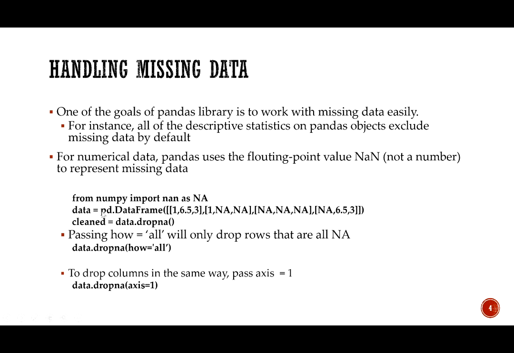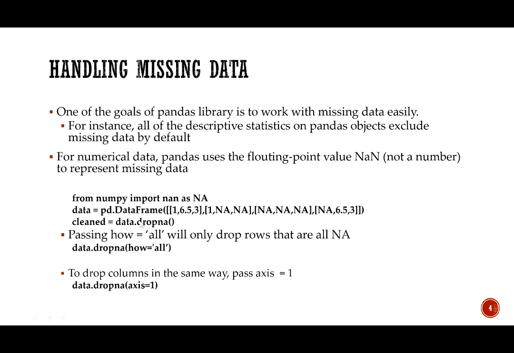Now we create a data frame. We use pandas pd.DataFrame, and here you can see I'm using a list of lists. This data frame has 3 columns and 4 rows because we have 4 lists here, and some of them have missing values, as you can see NAs here.